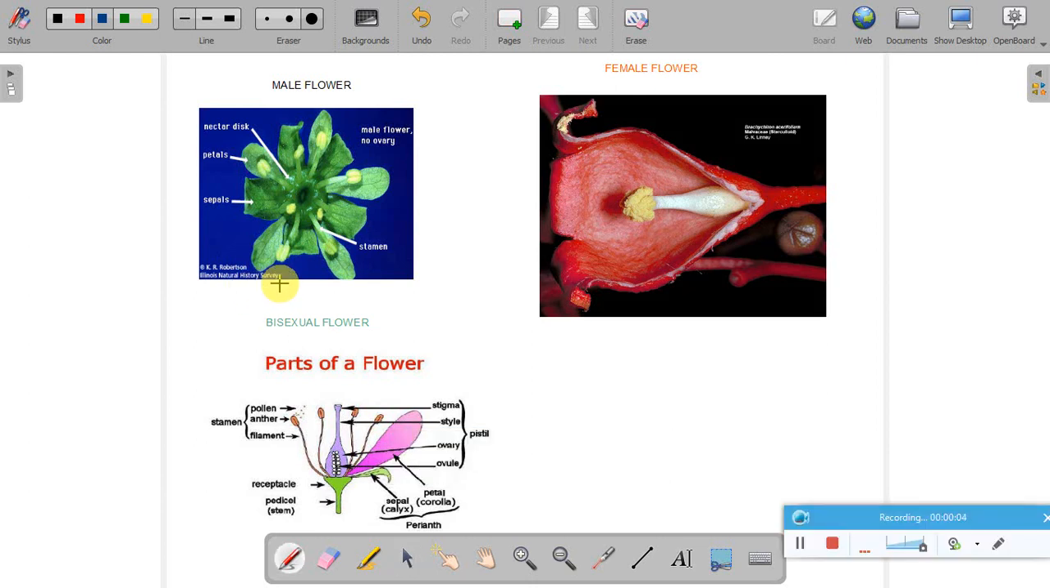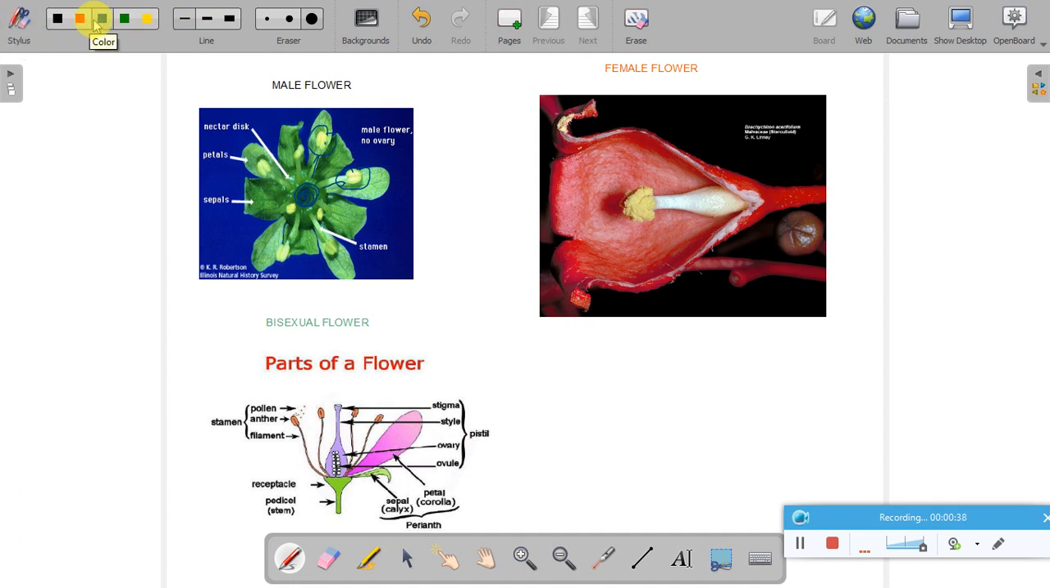Hello everyone. So we have studied the different parts of a flower. Now we will go separately to a male flower and a female flower. The first picture that I've pasted here is a male flower. If we know the different parts of a flower, we can see that this is the anther and the filament. We can see all anthers and filaments here, but we cannot see any other part. We can't see the stigma, style and ovary here.